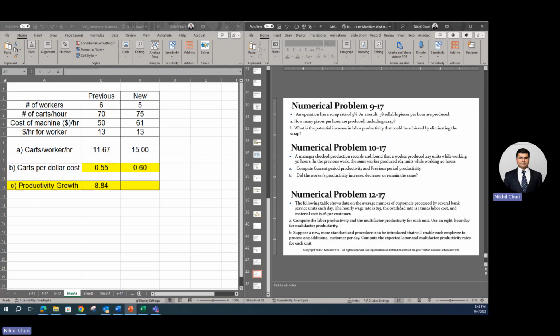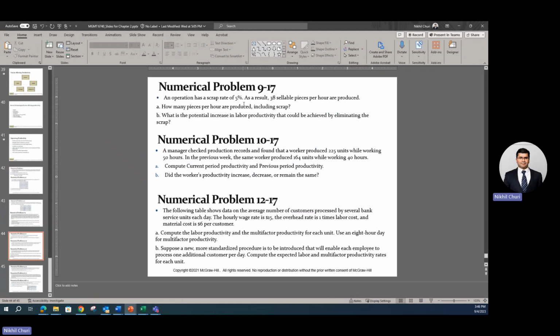Let's move to the next problem. Numerical problem 9-17. It reads: an operation has a scrap rate of 5%. As a result, 38 sellable pieces are produced per hour.